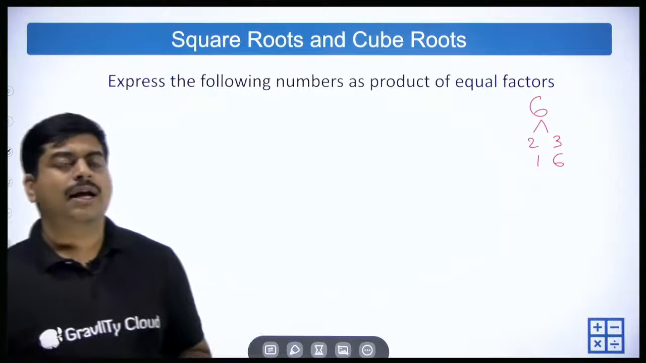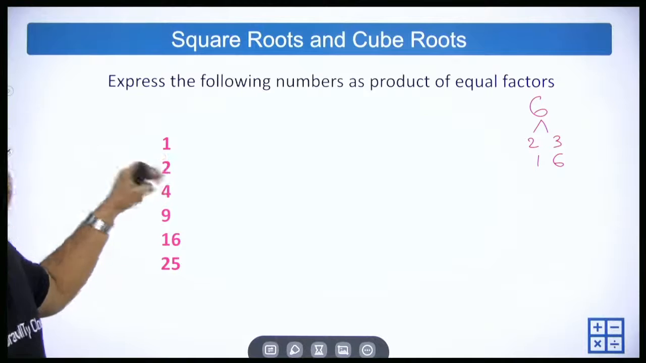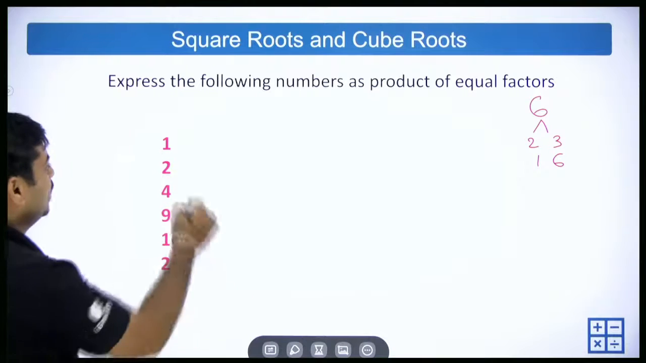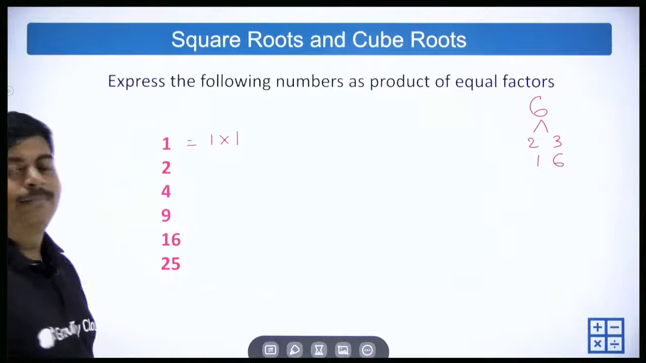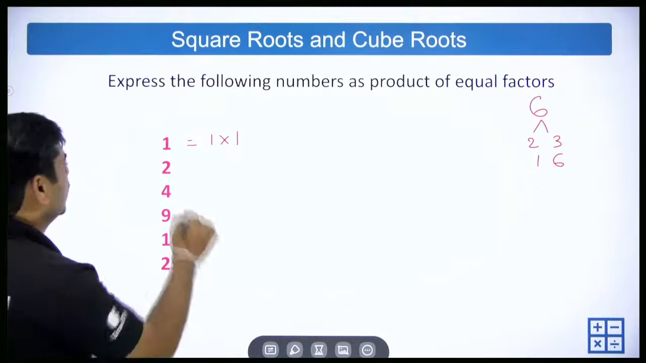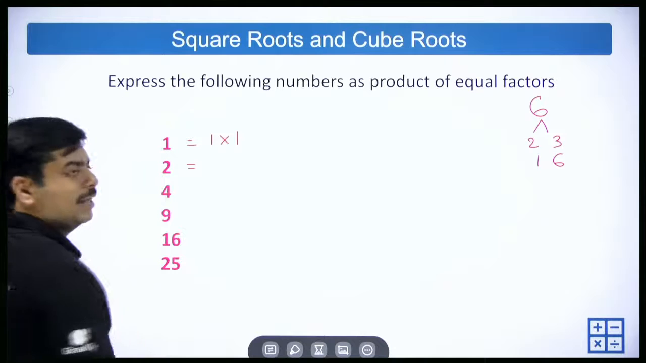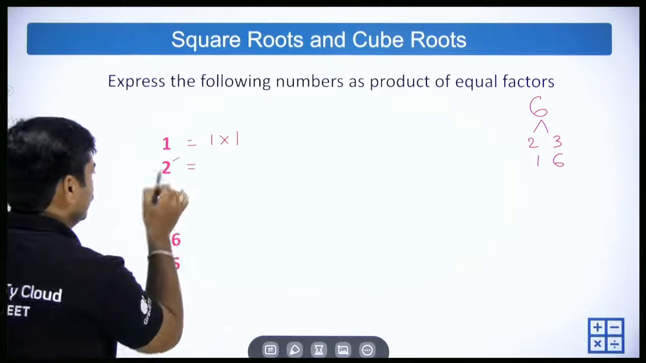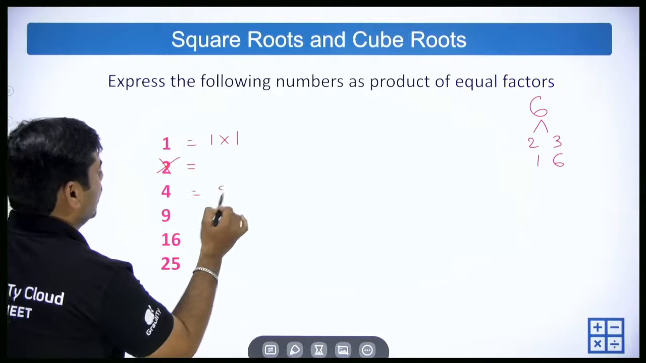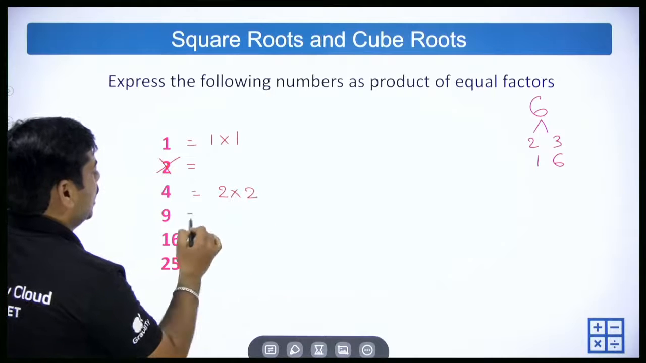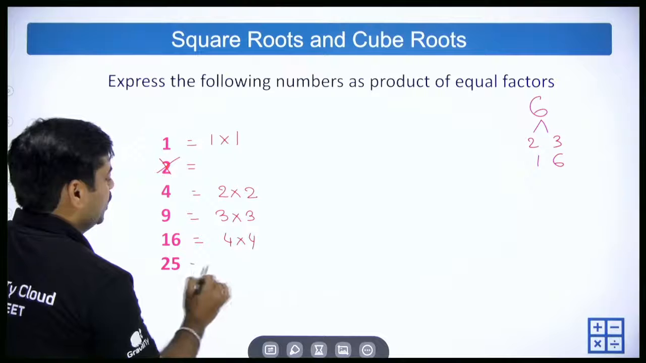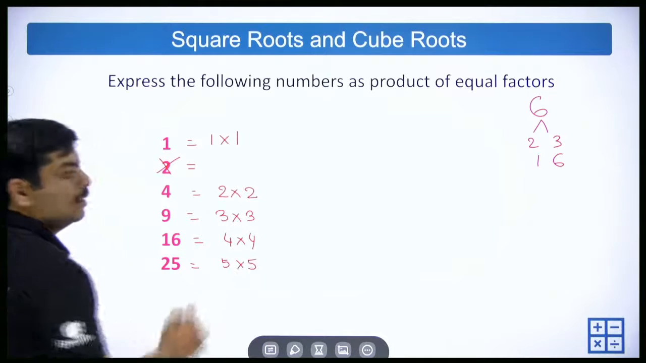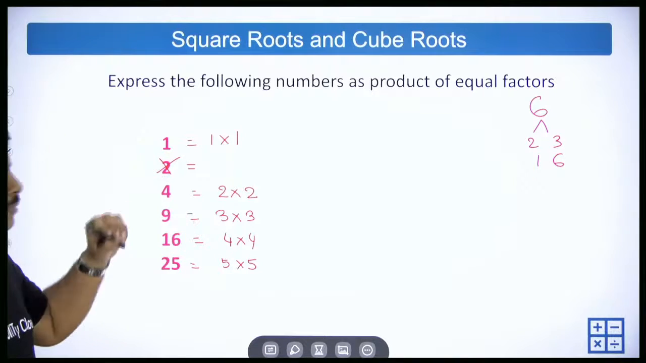Now in the same way, let's try to understand how to write 1. 1 we can write as 1 into 1, the same number being multiplied twice. 2 we can write as 2, I don't think we can write it in any other way, so let's ignore that. 4 we can write as 2 into 2. 9 we can write as 3 into 3. 16 is 4 into 4, and 25 is 5 into 5. This is how we write all of these.